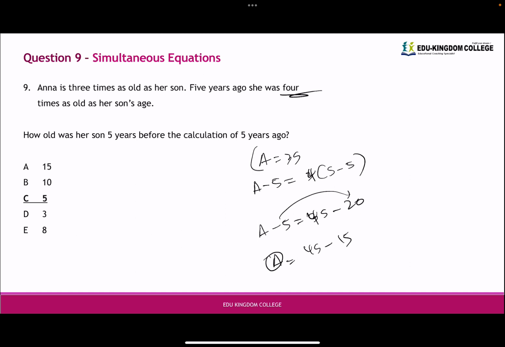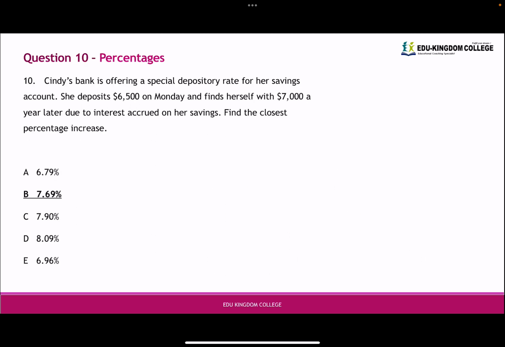So these A's are equal. So 3S equals 4S minus 15. Move this over, you should get S equals 15. Now, how old was her son 5 years ago? 5 years before the calculation of 5 years ago. So that's 10 years ago. So it should be 15 minus 10 equals 5.